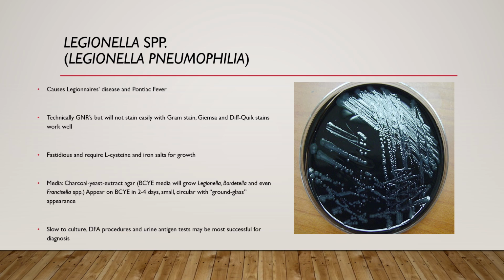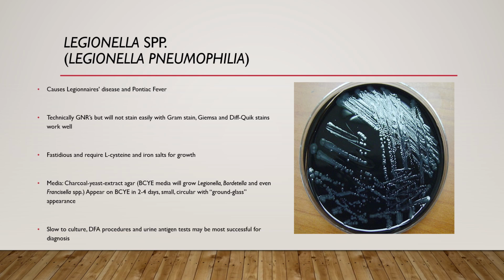Legionnaire's disease accounts for about 2 to 15% of community-acquired pneumonias. About 8,000 to 18,000 hospitalizations occur annually because of Legionella or Legionella pneumophila. It causes Legionnaire's disease and Pontiac fever. Technically, it's gram-negative, but it doesn't stain easily with the gram stain. Giemsa and Diff-Quik stains work well. It is fastidious and requires L-cysteine and iron salts for growth.